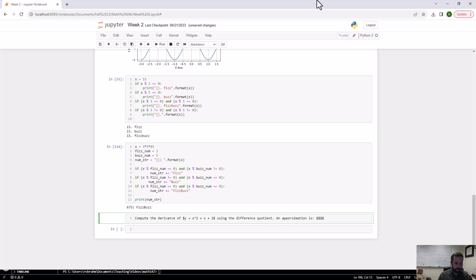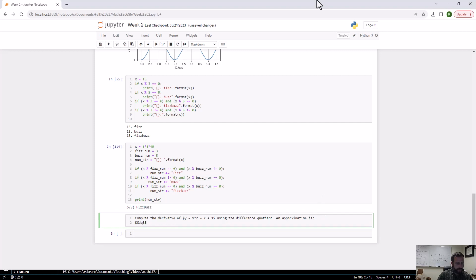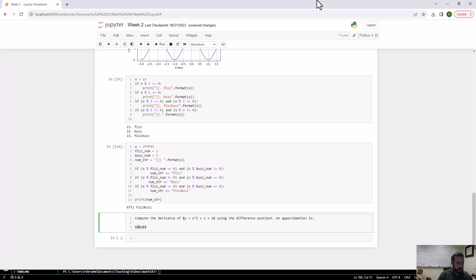well, I'm just going to do the difference quotient. I'm going to call it dq for difference quotient. This is LaTeX, and we'll get to LaTeX later in this class. It should be x, so a plus h. So a is going to be the point at which we're computing it. A plus h squared plus a plus h plus 1, and then we're going to do minus a squared plus a plus 1.